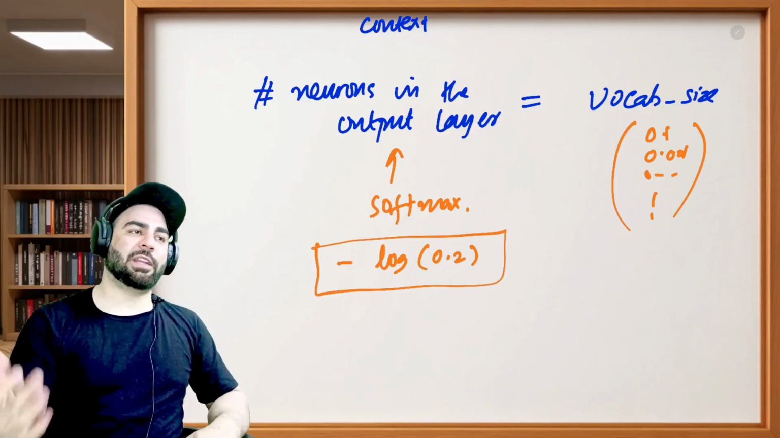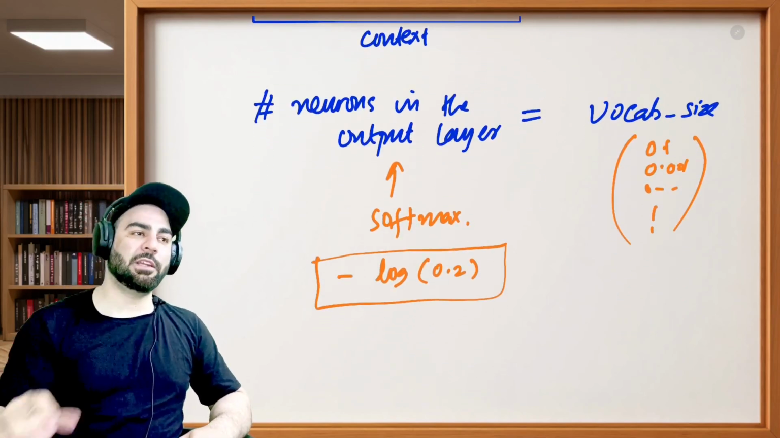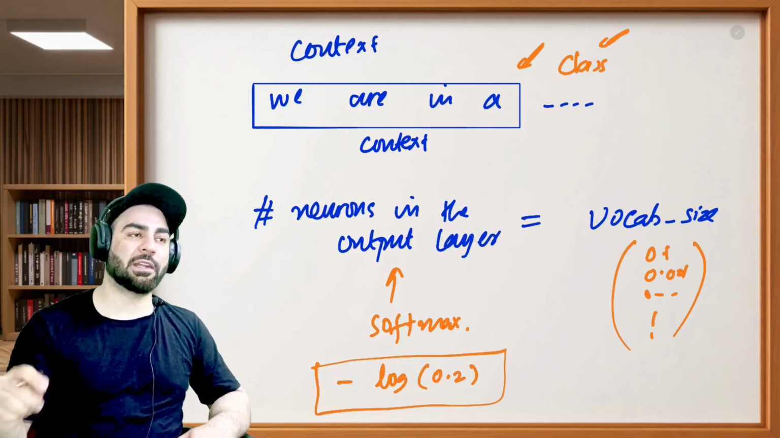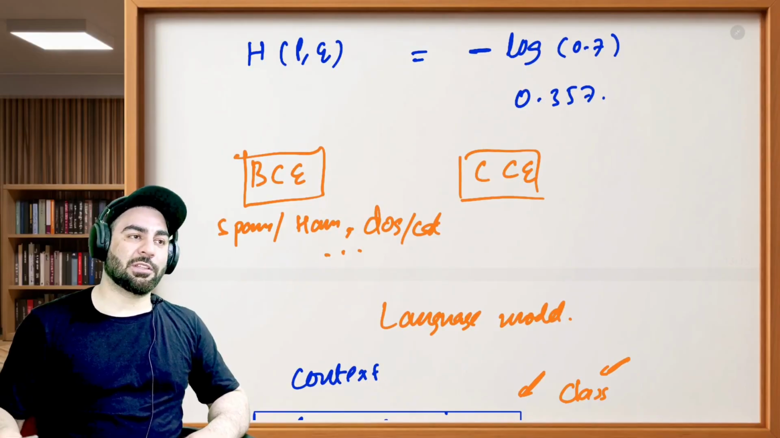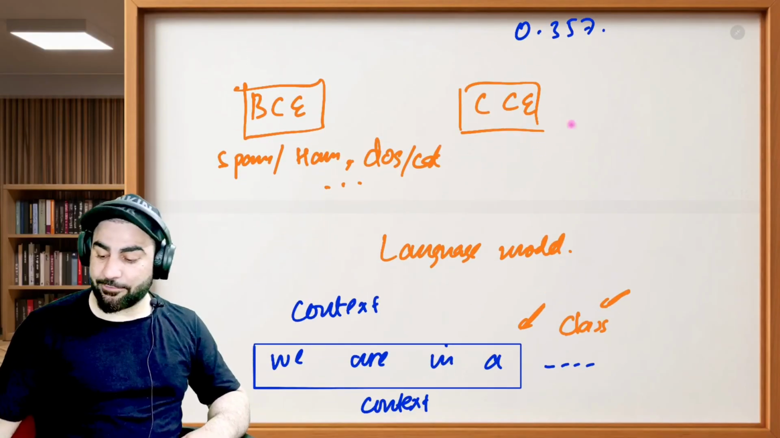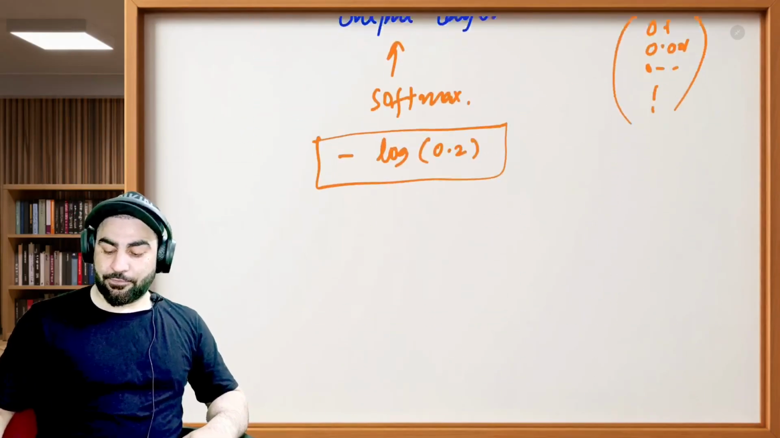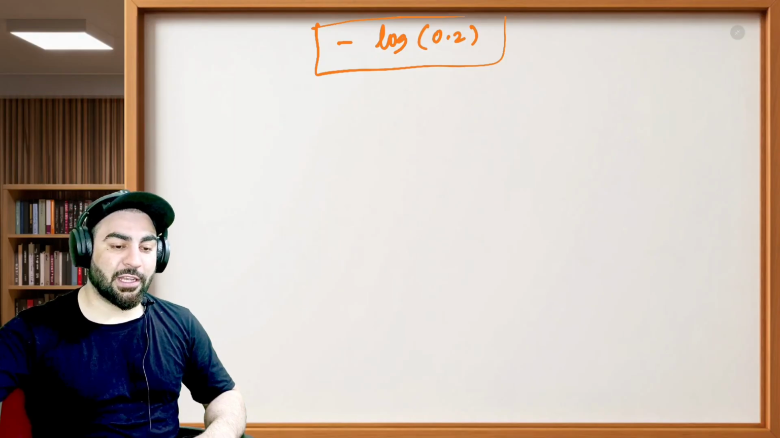Next time when you are training on this, you will try to give a higher probability to the actual token which has to be predicted given the context. This is one example where you use categorical cross-entropy loss, in language models. I hope you got this right. Any questions till here?